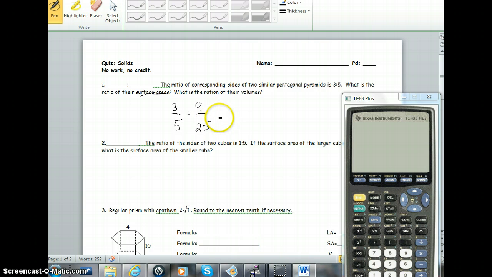The second question had to do with the same 3 to 5, but we wanted the volumes, so cubed. Now we use the same 3 to 5 and simply cube the 3 and the 5, which leaves the answer as 27 over 125.